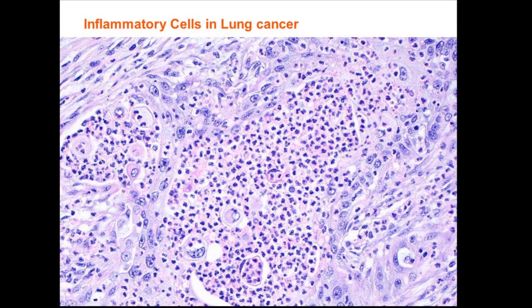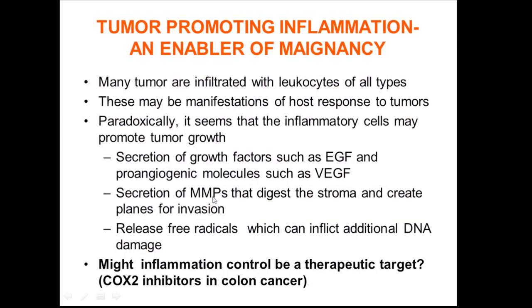Tumor-promoting inflammation. This is a section from lung cancer. And I think many of you, those of you who are residents and practicing pathologists, may have seen that often there is a lot of inflammatory cells. This is an area of lung cancer where there's no necrosis, but there are a lot of neutrophils. And it was thought for a long time that the infiltration of leukocytes in the tumor is a host response to tumors. It's an inflammatory response, an immune response to tumor. Paradoxically, it seems that inflammatory cells may also promote tumor growth. So this is an enabling hallmark by secretion of growth factors such as EGF and pro-angiogenic molecules such as VEGF, secretion of MMPs that digest the stroma, and release of free radicals which can inflict additional DNA damage.